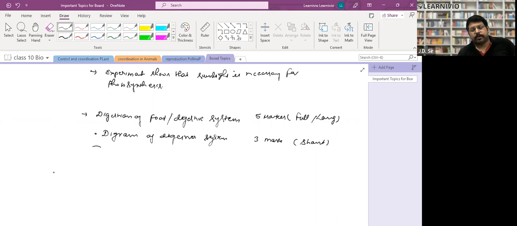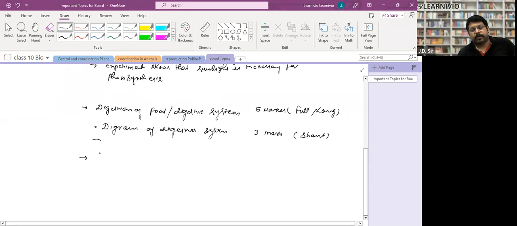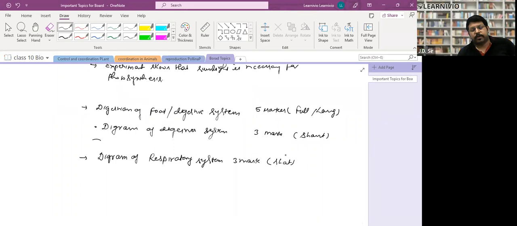Okay, then what else is important in this same life process chapter, right? In the life process chapter, they can ask you as a short question a diagram of a respiratory system, or human respiratory system. That may be a 3-marker or short question, right? One more thing that can be asked to you is anaerobic respiration, right? Anaerobic respiration will be a short question.